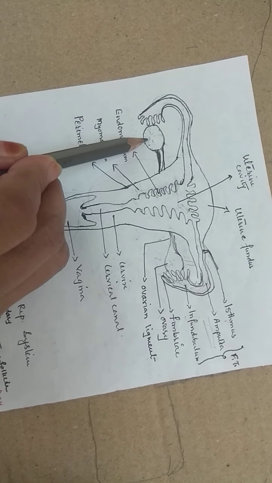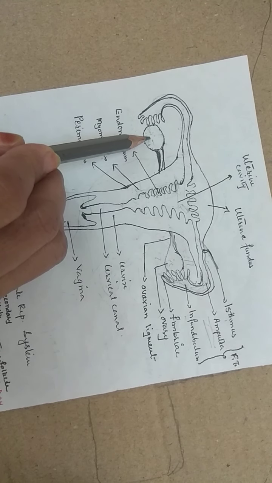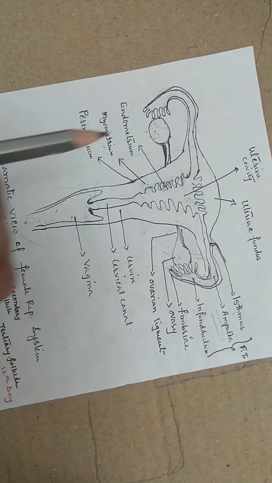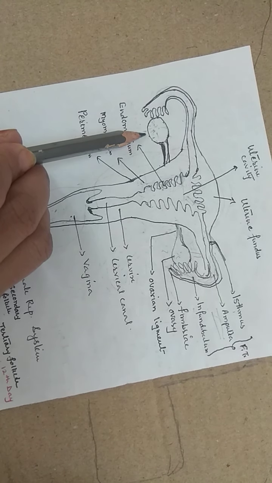Now this ovary produces, besides ova, 5 types of hormones. What are they? Estrogen, progesterone, relaxin, activin and inhibin. See, I am repeating: 5. Besides ova, it also produces hormones, and the 5 hormones are estrogen, progesterone, relaxin, activin and inhibin.